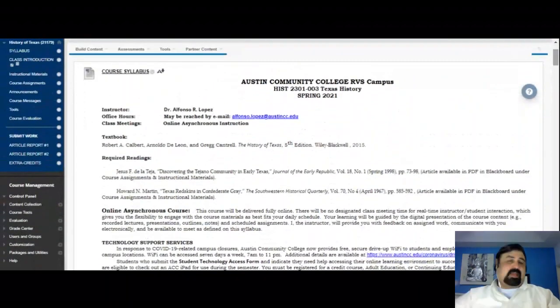This is a specific syllabus. Let me go over the syllabus, which pretty much outlines everything you need to know about this course, Texas History 2301, Section 003, everything you need to know to succeed and excel in this course. So let us go step by step over the syllabus. We start with, once again, my name is Alfonso R. Lopez. I will be your instructor for this class this semester.